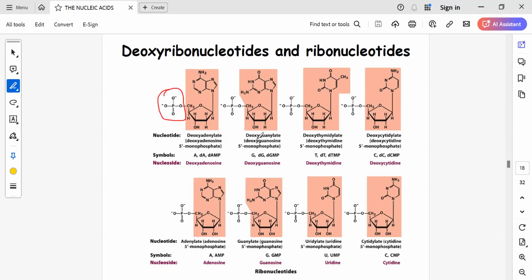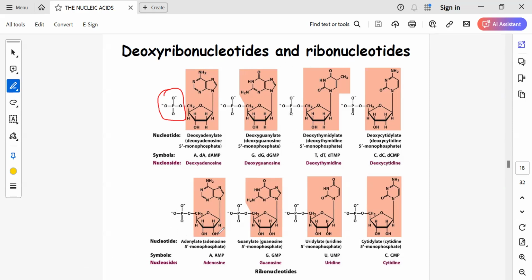Then we have deoxyguanylate. The deoxyguanylate is also the same thing as deoxyguanosine 5' monophosphate, because at the 5' of the sugar, you have one phosphate group attached to it. Then we also have deoxythymidine 5' monophosphate. We also have the phosphate group here. And then we have deoxycytidine. So this is how the deoxynucleotide and ribonucleotide are formed.